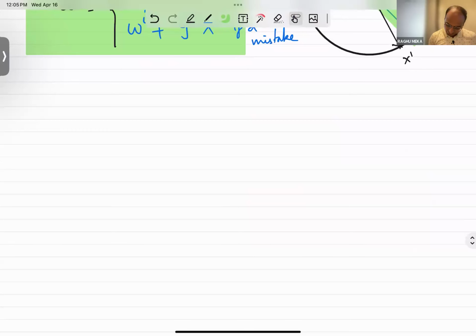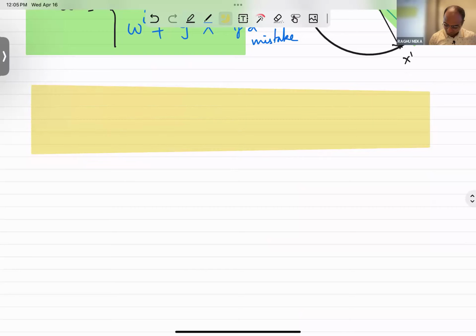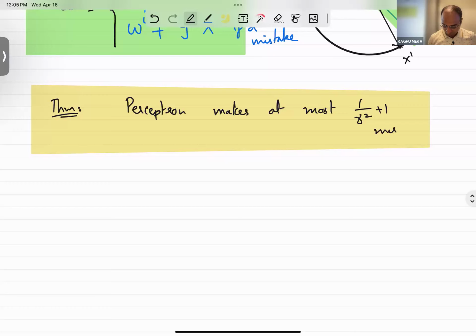All right. So what's the guarantee that we know about this? And we also defined this important notion of margin. And a very nice fact is that perceptron actually solves the online learning problem when you have margin. So perceptron makes at most 1 over gamma squared plus 1 mistakes. Okay. And the proof of this is the following.